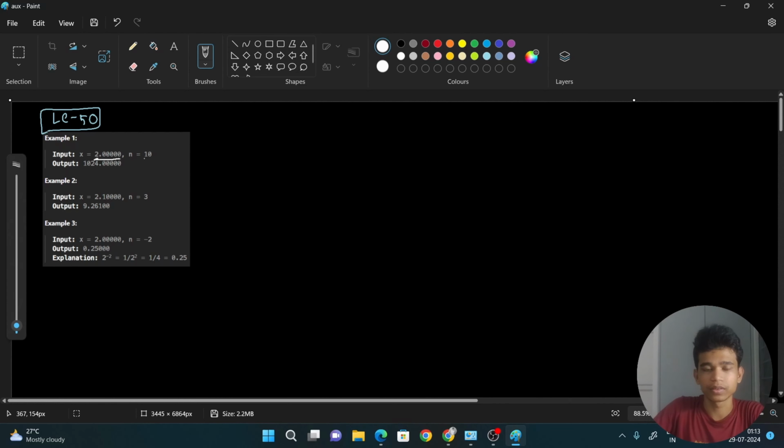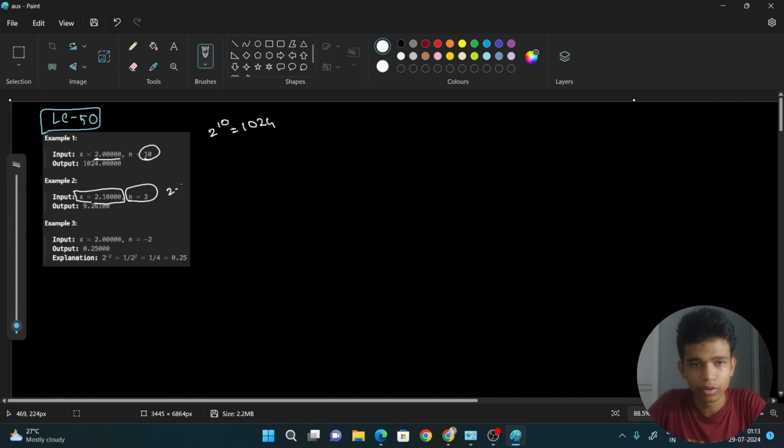2.5 zeros just eliminated. Now n is equal to 10, so it means 2 power 10. So 2 power 10 is what? 1024. Right. Now, this is the number they have given us, x, and this is the n. So we want to compute 2.1 power 3, which is equal to this value. Okay, like that.